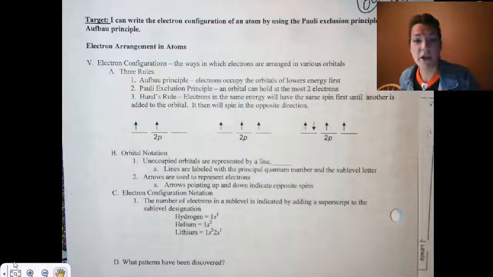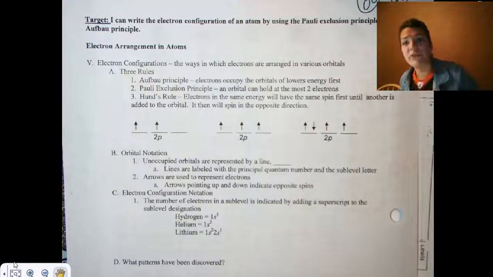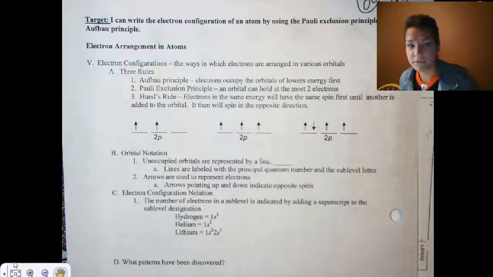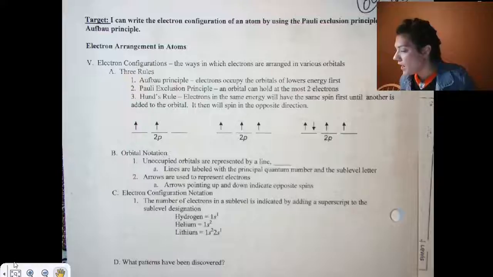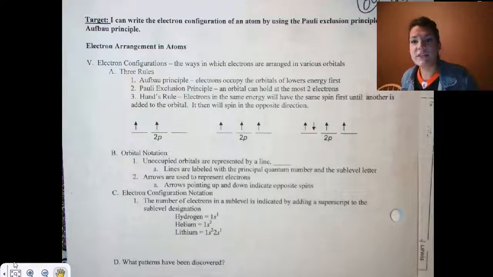Electrons always want to occupy the lowest orbital of energy first, meaning if I have a 1s orbital available, the first electrons will go in the 1s orbital before moving up to 2s, before moving up to 2p, etc. Okay? Each orbital can only hold 2 electrons. I feel like I've drilled this pretty hard, but just remember that. Okay? And then electrons will always spin in the same direction before they spin in opposite directions.